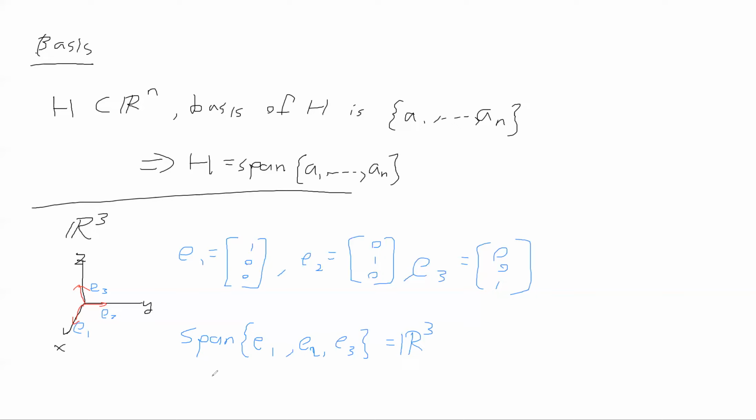So when we have this, we can also say, which is basically the same thing as saying that the span of E1, E2, and E3 is equal to R3, that the basis of R3 is E1, E2, and E3. Okay. So if we span the basis, we will get back to the whole dimension, R3.